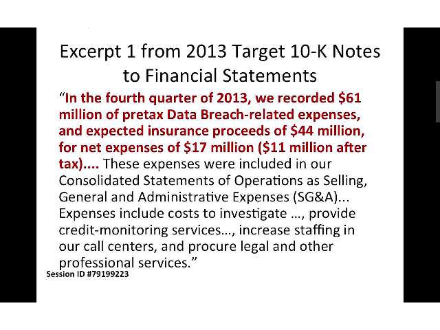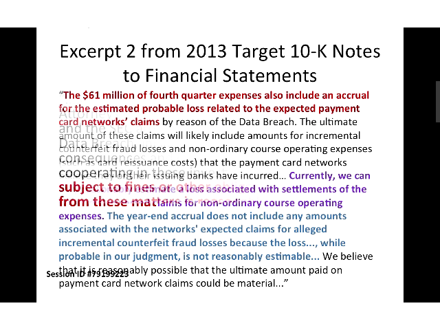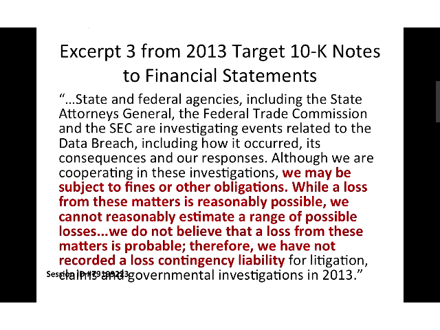What we're going to do is look at this, and you do not need to memorize it. This is just looking at contingent liabilities. In the notes to the financial statements, Target says, there are excerpts here I put: In the fourth quarter of 2013, we recorded $61 million of pre-tax data breach related expenses, et cetera. Then it also includes an accrual for estimated probable loss related to the expected payment card network claims. And then it talks about some other things. So it's talking all about their data breach.